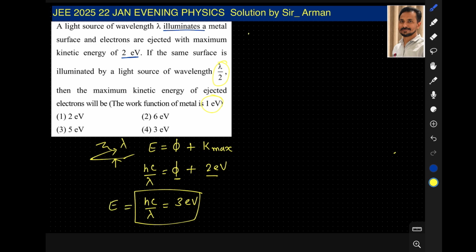Now in the second case, E dash will be equal to hc by (lambda by 2). So here it is 2 hc by lambda. So the incident energy is 2E. So 2E, here E is 3 eV.